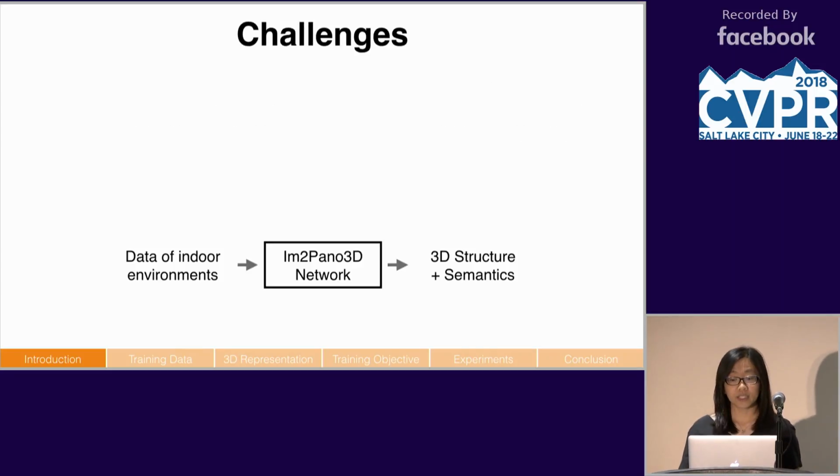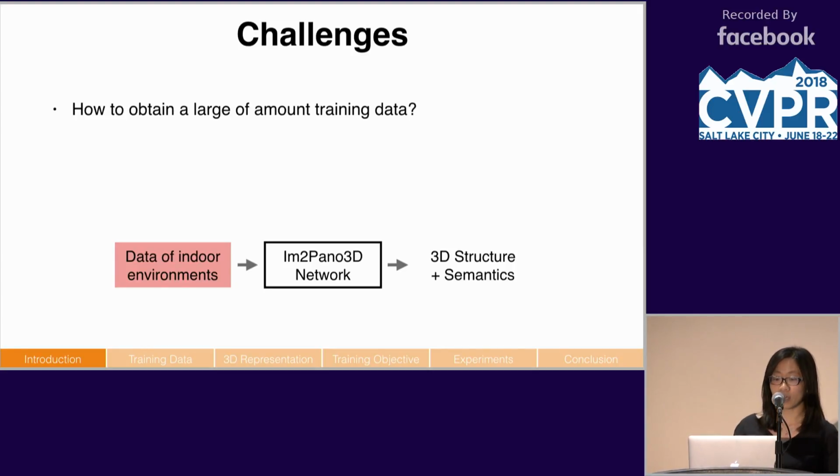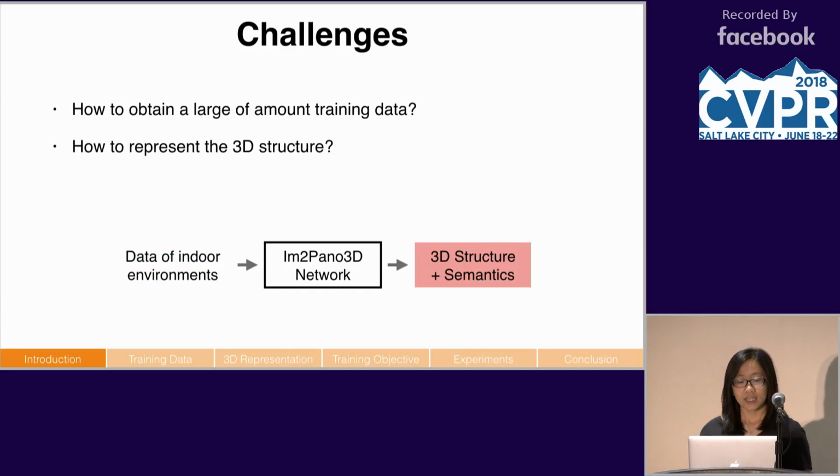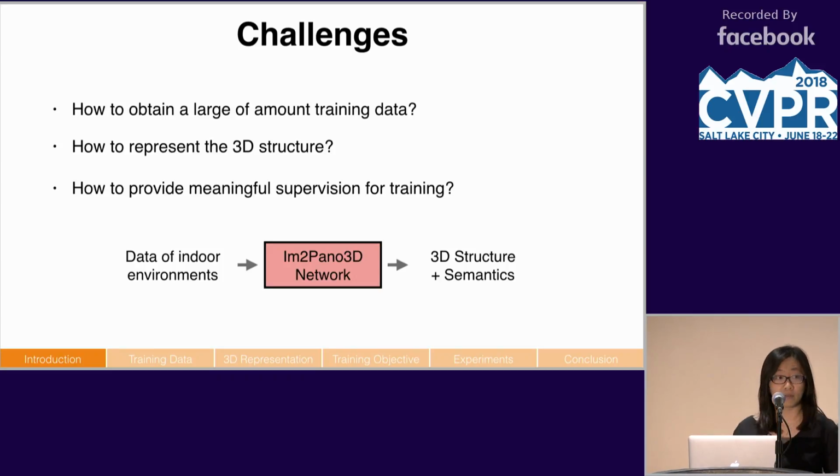More specifically, this task poses three major challenges, which also shaped our approach. First is how we can obtain a large amount of training data for this task. Second, how we should represent the 3D structure in a way that is easy for the network to predict as output. And the third is how to provide a meaningful supervision for the network training, especially when the possible solution is not unique.